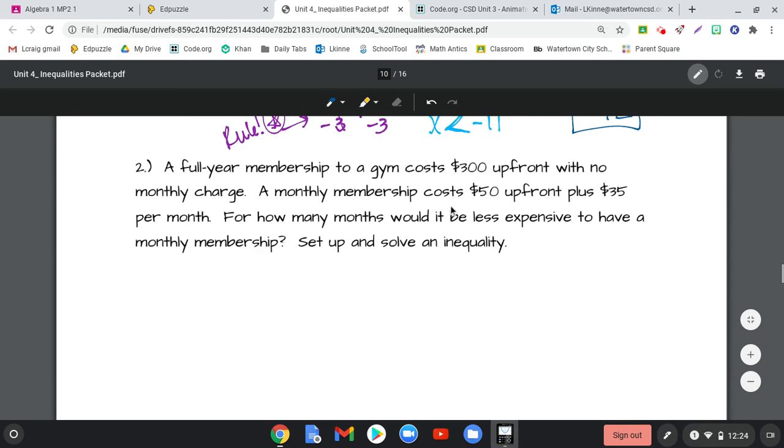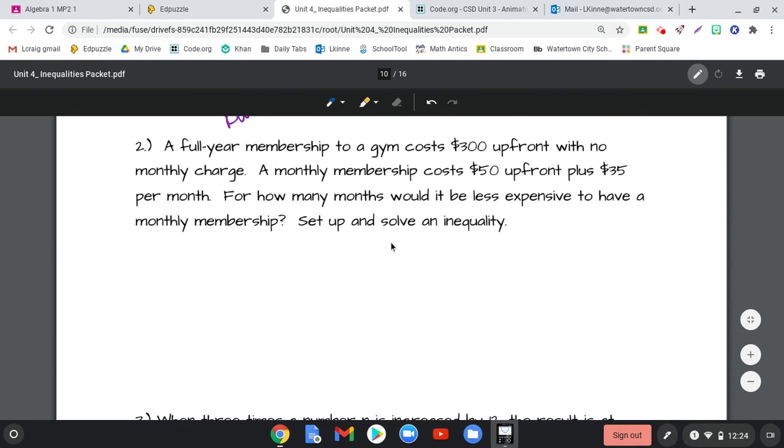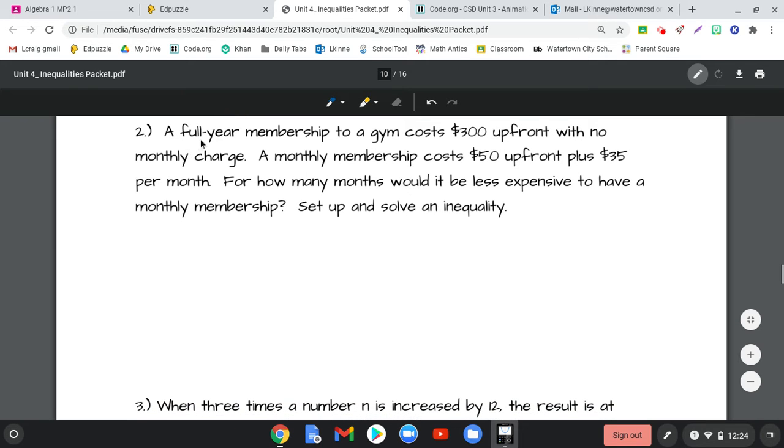It's very similar to the question about the skiing and trips up the hill from the last lesson. So it says a full year membership to a gym costs $300 up front with no monthly charge. So if you want to buy a full year, it's just $300. If you want to get a monthly membership, it costs $50 up front plus $35 per month. For how many months would it be less expensive to have a monthly membership? Set up and solve an inequality.